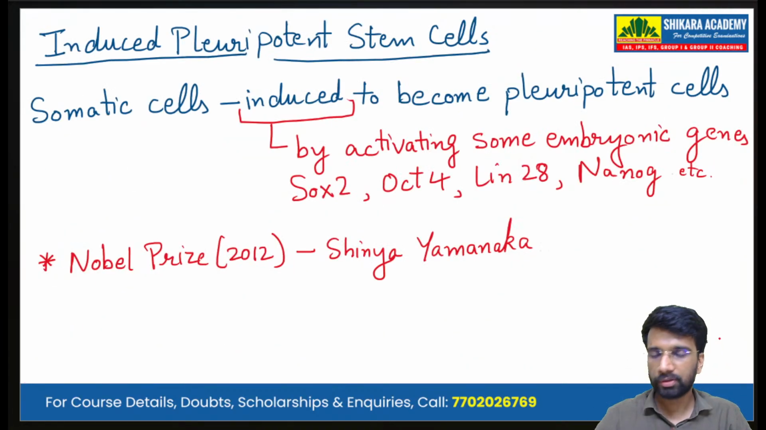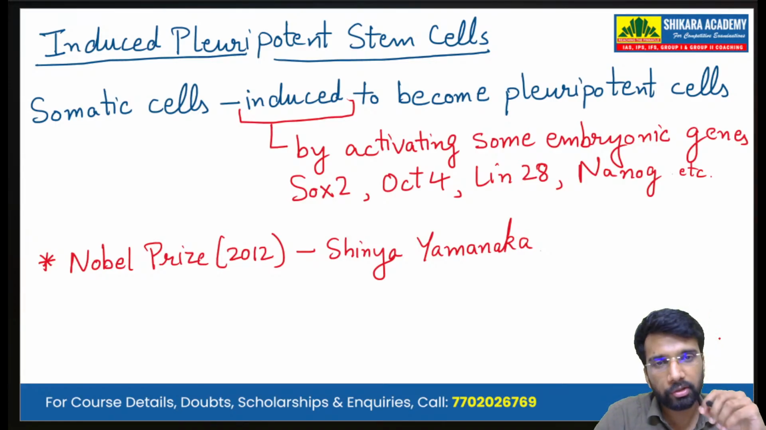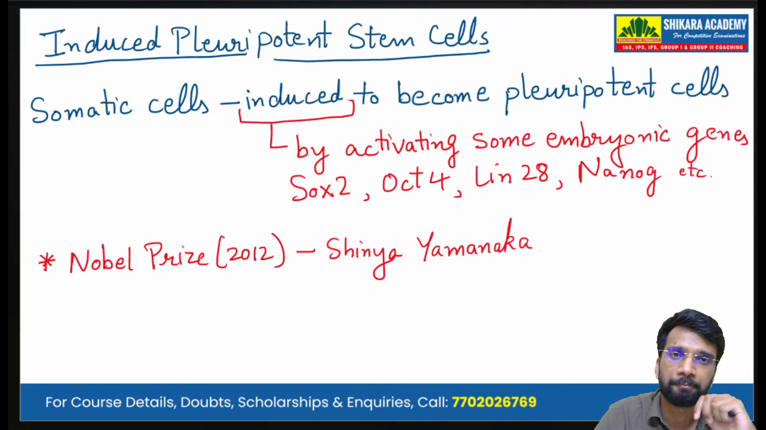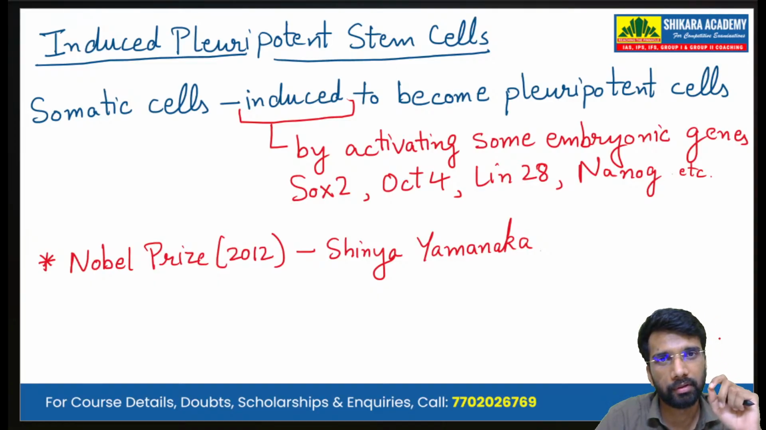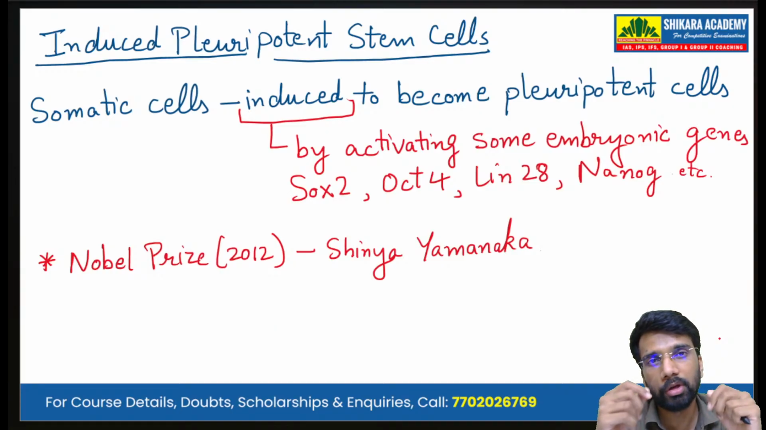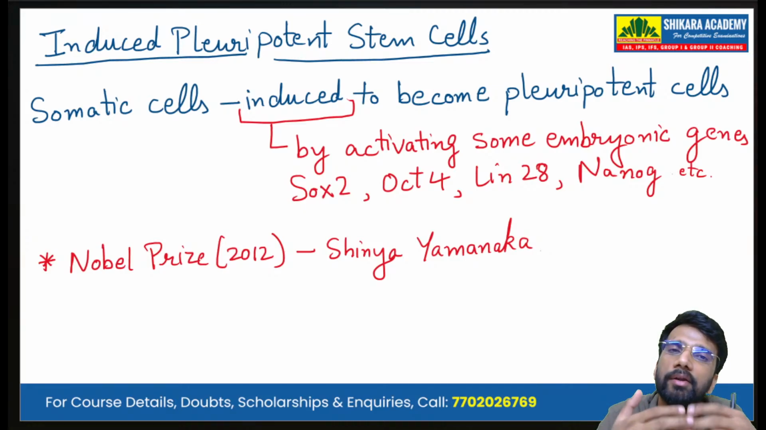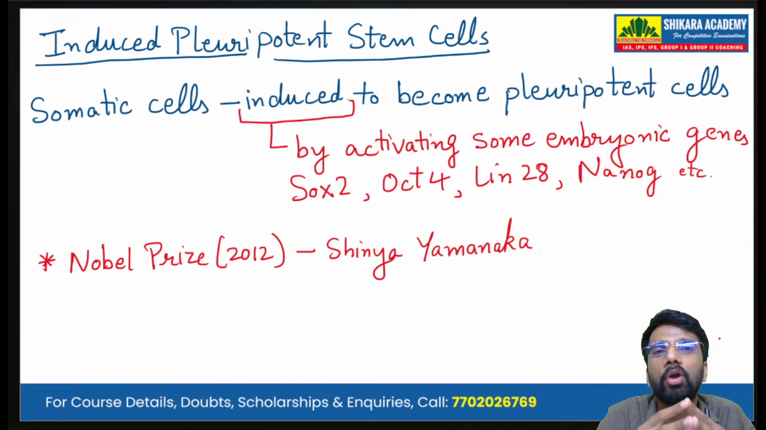Now we discuss the induced pluripotent stem cells. So we know that the somatic cells in the adult body are not naturally stem cells. So we induce them to become pluripotent cells. Pluripotent means they can be converted into almost all the other types of cells. And we know that the embryo is the pluripotent stem cell.